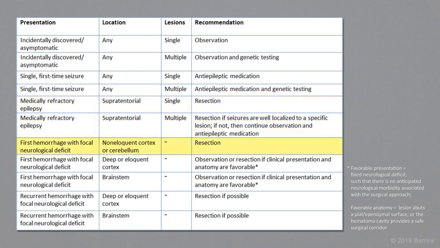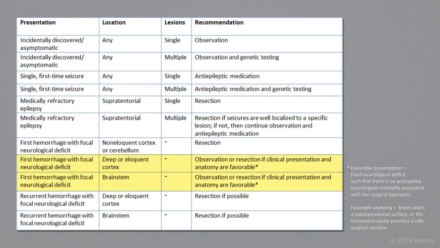For patients who present with their first-time hemorrhage with an acute neurologic deficit, and the lesion is located within a non-eloquent cortex or the cerebellum, we recommend resection as the first-line treatment. This decision becomes more nuanced if the lesion is located in either deep or eloquent cortex or in the brainstem.